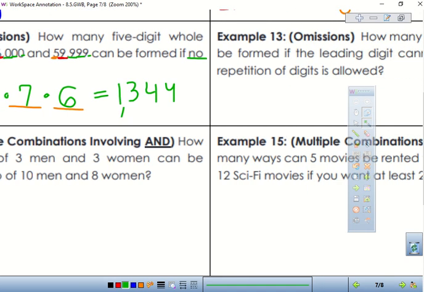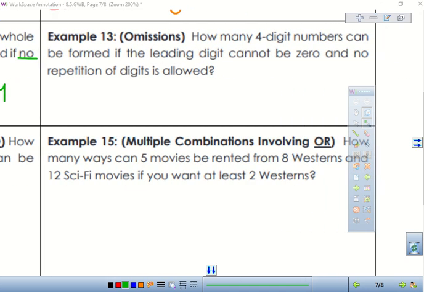So let's try the next one. How many 4-digit numbers can be formed if the leading digit cannot be 0 and no repetition of digits is allowed? So we have 4 digits. The first digit can be anything except for what? 0. So how many choices do we have? 9. Good. Can I go out on a limb here and take a guess? Sure, go ahead. 9876. Correct.